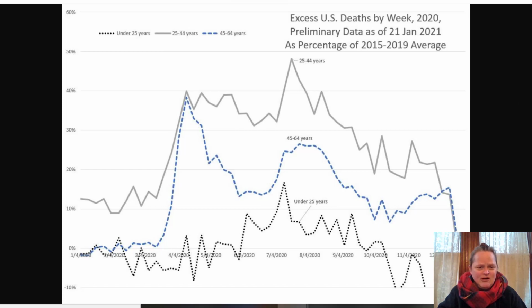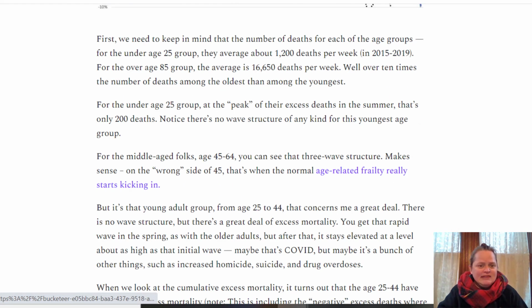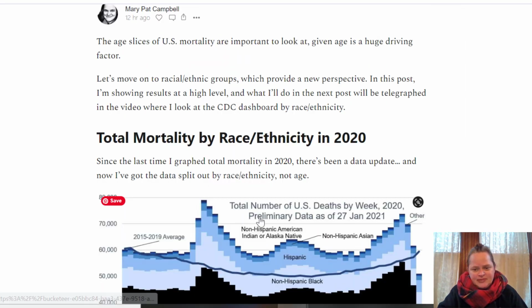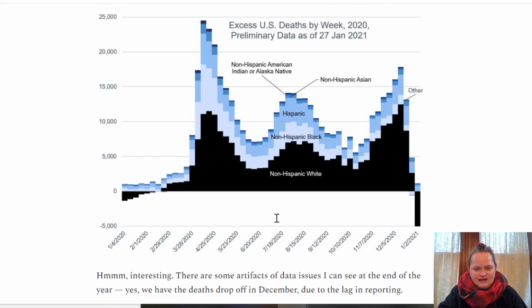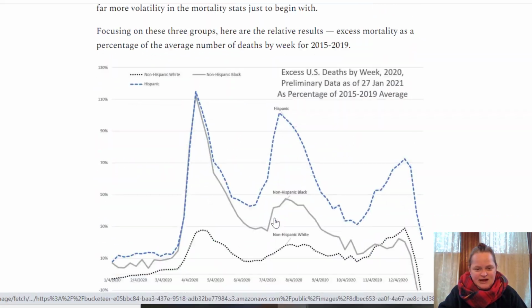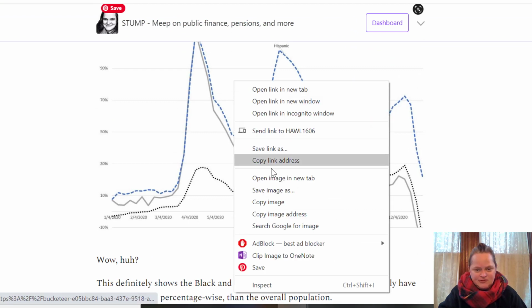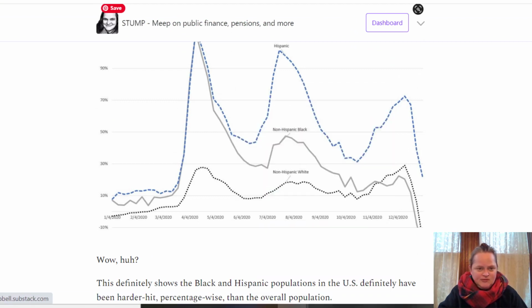And the reason I'm talking about this is my most recent one, and I'm not going to get into this. So let's do it by racial and ethnic group. So open this one in a new tab.